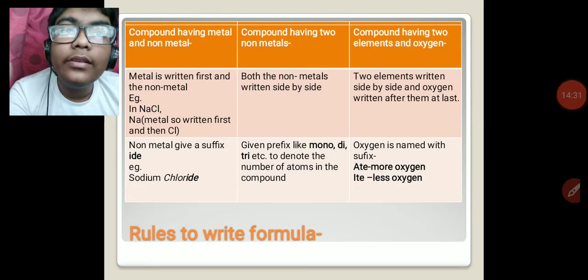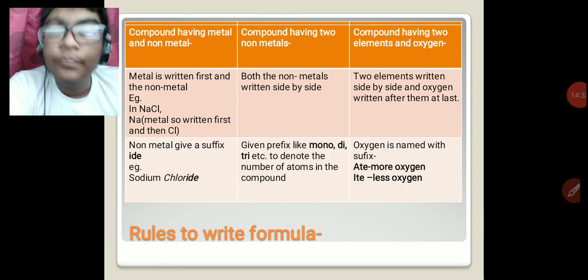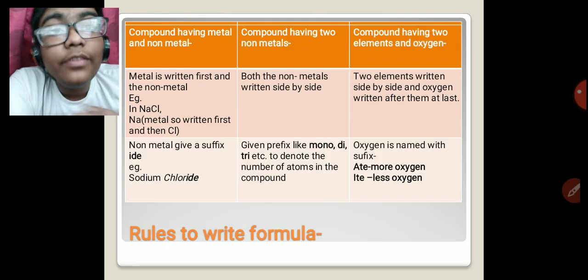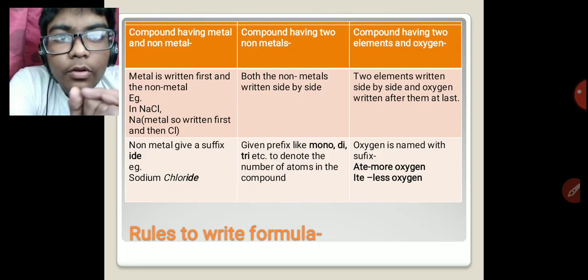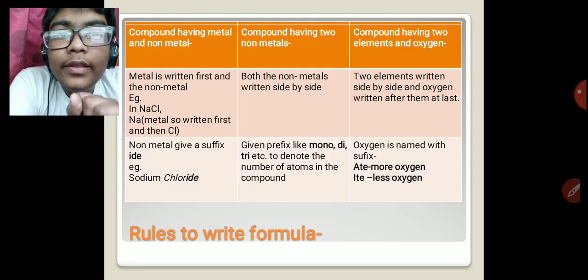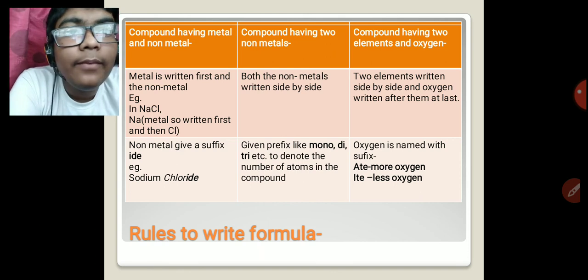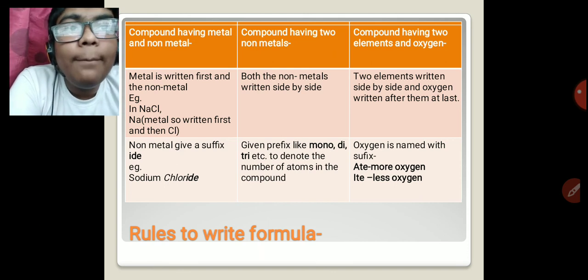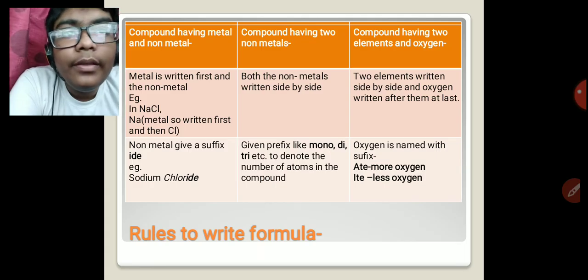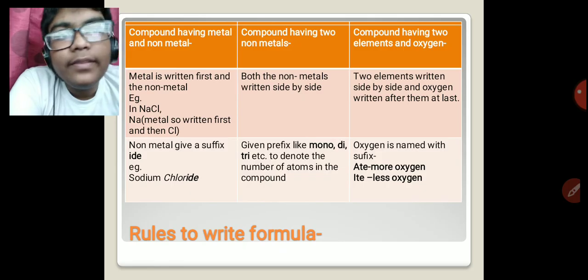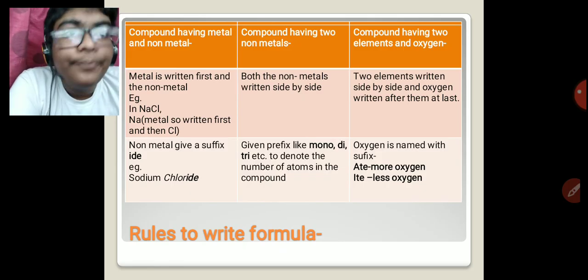Then you have certain rules for writing a chemical formula. For a compound having a metal and non-metal, you should write the metal first and then the non-metal. Okay, and the non-metal should be given a suffix. The example is given over there. Then for a compound having 2 non-metals, the non-metals should be written side by side, and a prefix like mono, di, tri is given.